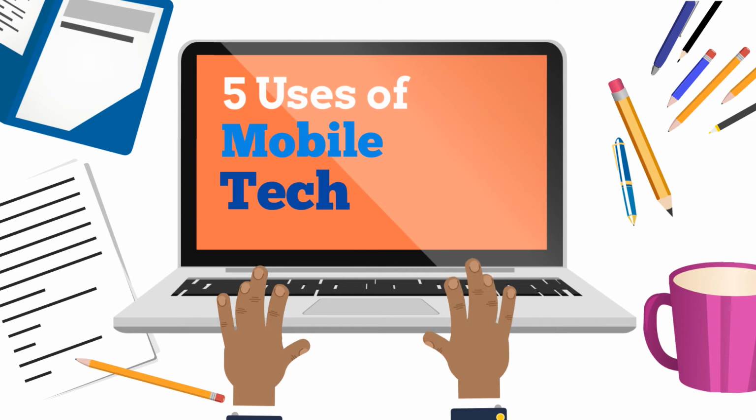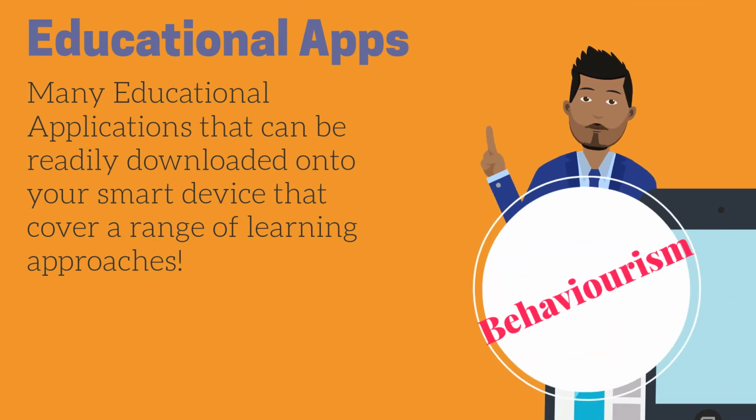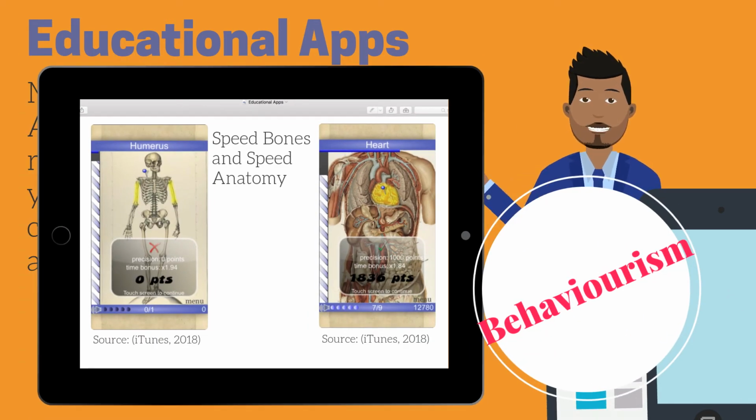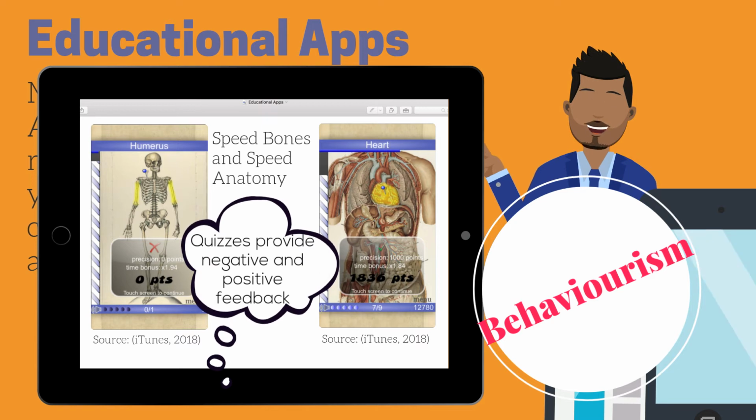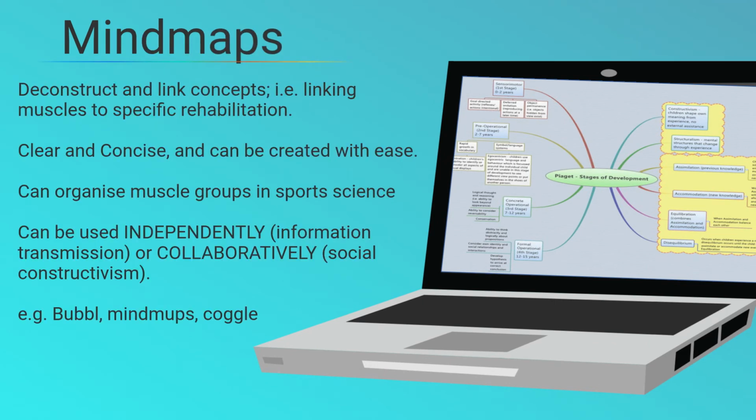Now let's talk about 5 uses of mobile technology. There are many educational applications that can be readily downloaded onto your smart device that cover a range of learning approaches. In terms of sports science, behaviorist applications like speed, bones, and anatomy promote visual learning and content covered in the course. In sports science, you would have realized that a lot of the content interlinks with one another.